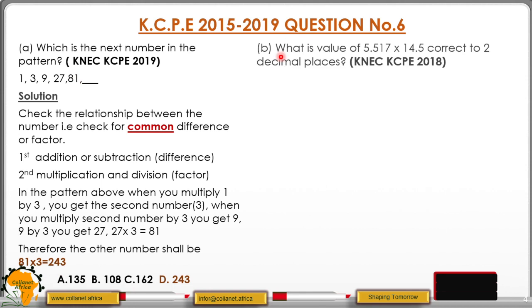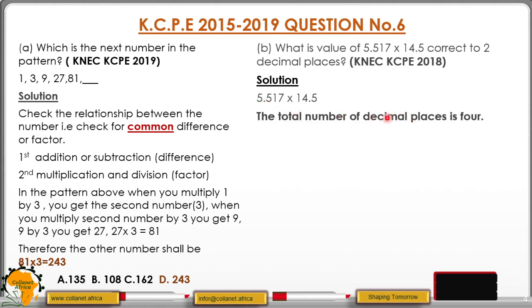Then the next question, what is the value of 5.517 multiplied by 14.5 correct to 2 decimal places? This was tested in 2018 KCPE. Then solution. So you have the figures there, then count the number of decimal places. So here we have 3 decimal places, 1, 2, 3, and this one has 1. So we have a total number of 4 decimal places. Then multiply.